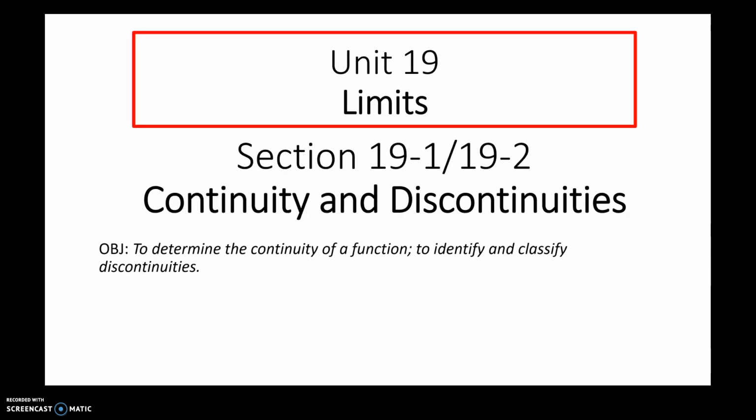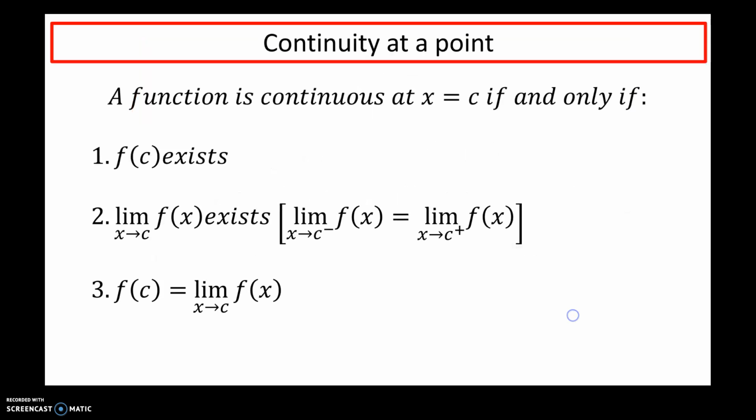Okay, so this last video will sort of wrap up the rest of Unit 19. So continuity and discontinuity. All right, so a function is continuous at a given point if and only if, first, the function exists, secondly, the limit as x approaches c exists, and recall that a limit exists if and only if its one-sided limits are equal.